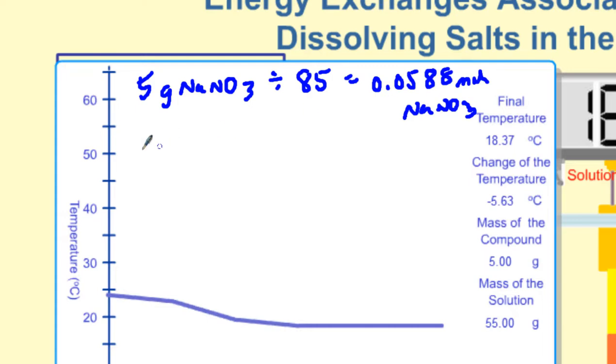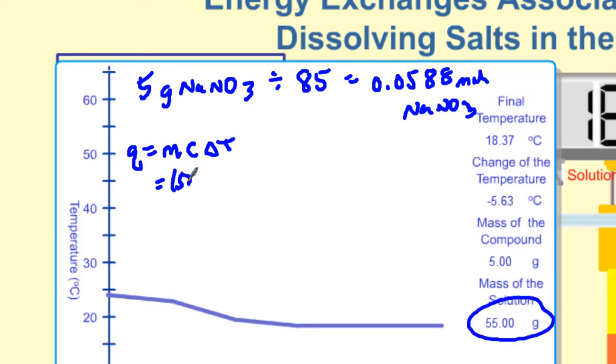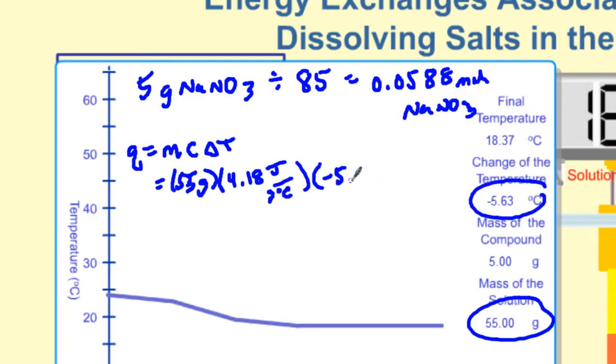Now, if we want to find the heat of the solution, we have to use the mass of the solution, the specific heat of the solution, and the change in temperature of the solution. We have to stay consistent. So the mass of the solution was 50 grams of water and 5 grams, which is 55 total grams. The solution is mainly water, so it still has a specific heat of 4.18 joules per gram degree Celsius. The change of temperature in the water was negative 5.63 degrees Celsius. So the heat of the solution was negative 1294 joules.